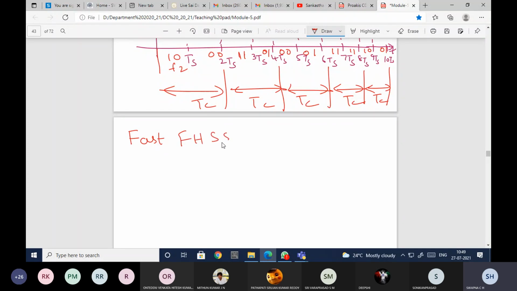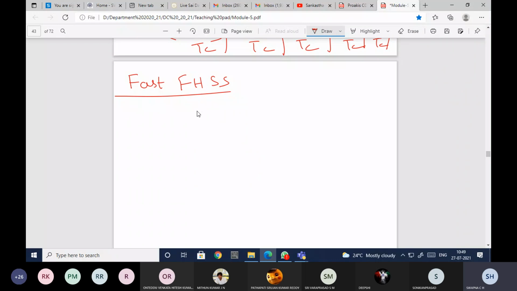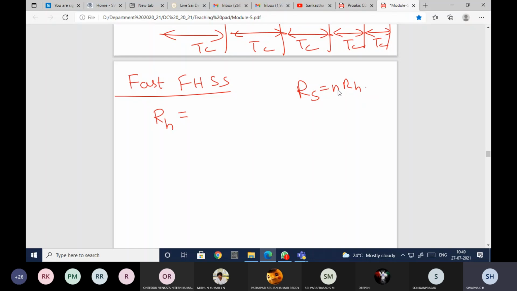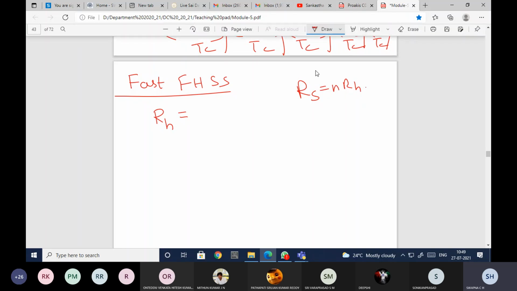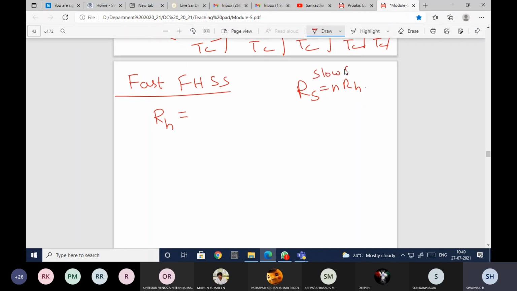frequency hop spread spectrum. Okay, so here again, as the name implies, it is fast. RH. In the previous case, it was RS is equal to n times RH. That is what we had for the slow frequency hop spread spectrum. This is how we had.